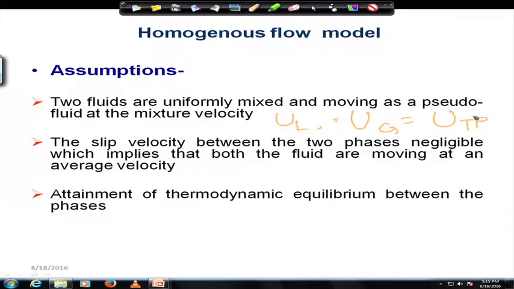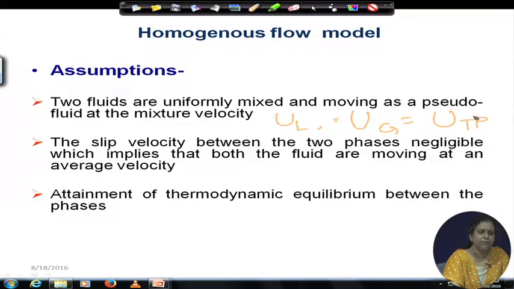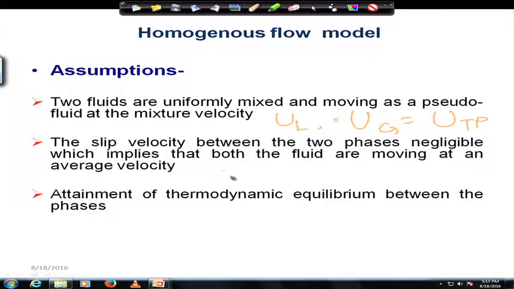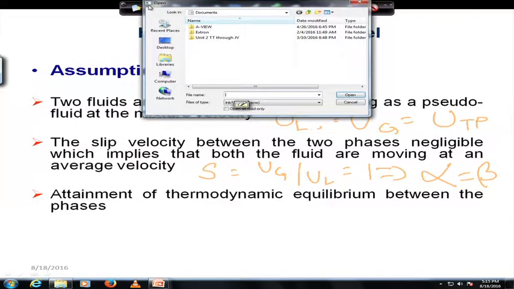which is equal to UTP, isn't it? And naturally, if the in situ velocities of the two phases are the same, it automatically implies that the slip between the two, which is S, equal to UG by UL, is naturally equal to 1, which again implies that alpha should be equal to beta under these conditions, and along with that it also implies that there is thermodynamic equilibrium between the two phases.